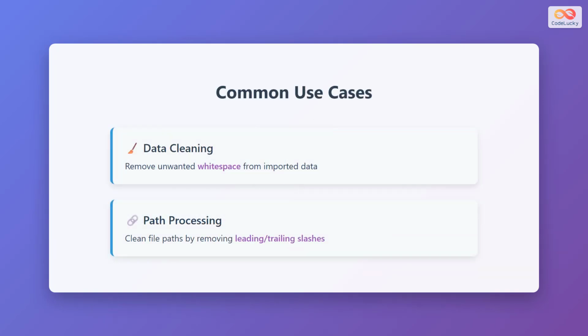The trim command is commonly used in two main scenarios. First, for data cleaning, where you remove unwanted whitespace from imported data. This is especially useful when dealing with CSV files or user input that often contains inconsistent spacing. Second, for path processing, where you clean file paths by removing leading or trailing slashes. This helps standardize path formats and ensures consistent data processing across your Splunk environment.